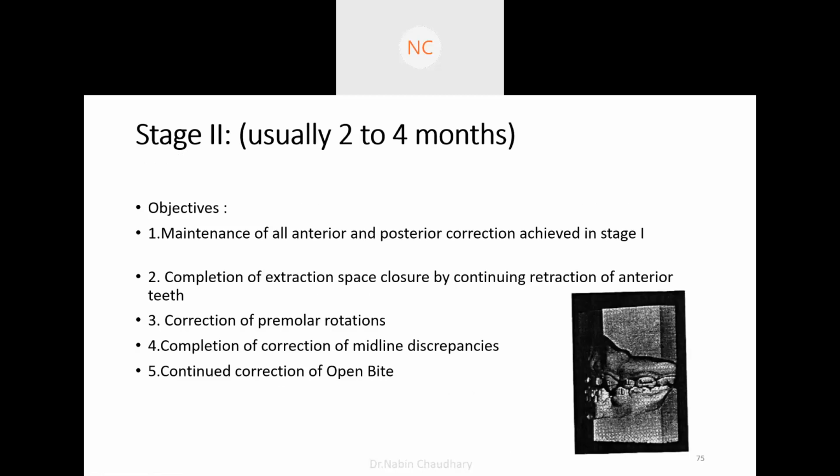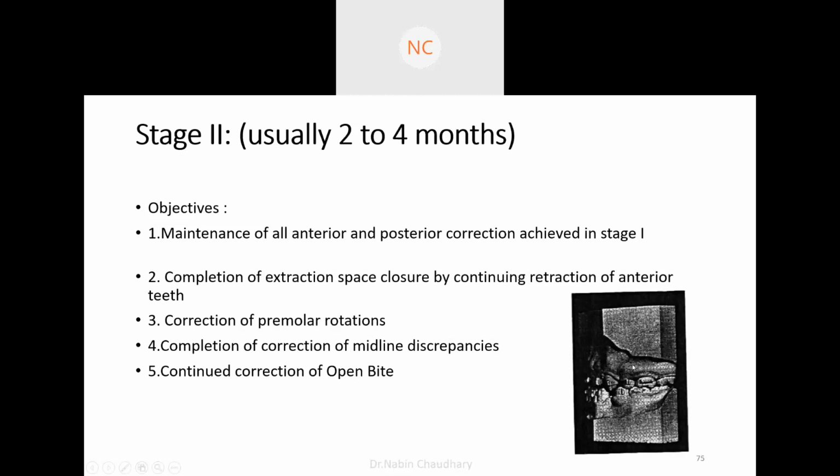So let's go to stage 2, and this stage 2 usually requires 2 to 4 months of treatment. The objective of stage 2 is the maintenance of all the anterior and posterior corrections that are achieved in stage 1. It also achieves the completion of the extraction space closure by continued retraction of the anterior teeth. Also it achieves the correction of the premolar rotation, the completion of the correction of the midline discrepancy, and the continued correction of the open bite.